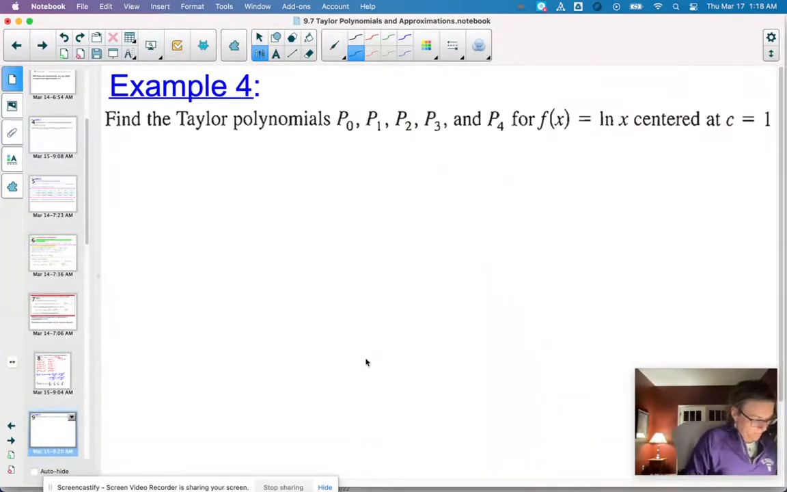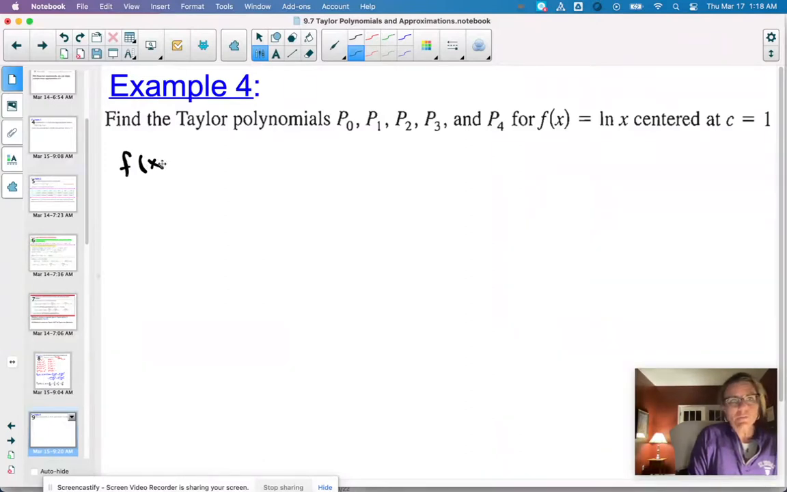Example 4. We're going to find the Taylor polynomials. Oh yeah, this is a good one because it's not a Maclaurin, so it's different. Find the Taylor polynomials of degrees 0, 1, 2, 3, and 4 for f of x equals ln of x centered at c equals 1. Well, we know that we're going to have to find 4 derivatives because I need to find a 4th degree polynomial. So I might as well do that first.